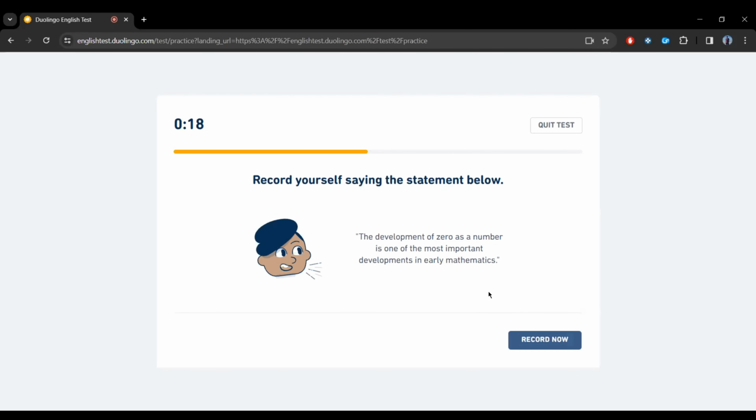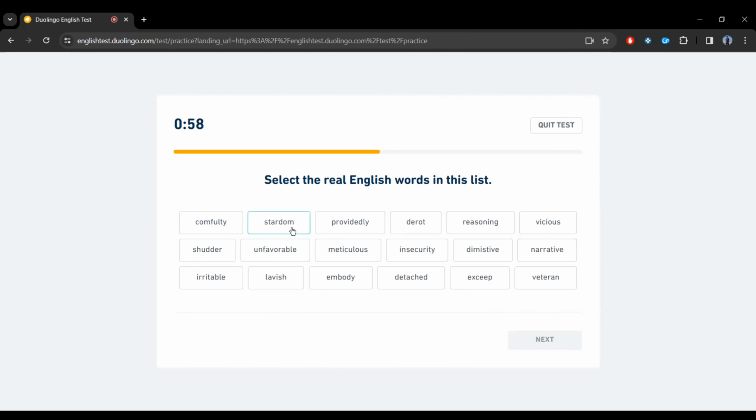The development of zero as a number is one of the most important developments in early mathematics. Stardom, yes. Providedly, no. Drought, reasoning, vicious, unfavorable, meticulous, insecurity, narrative, irritable, lavish, embody, detach, veteran. Providedly, drought.